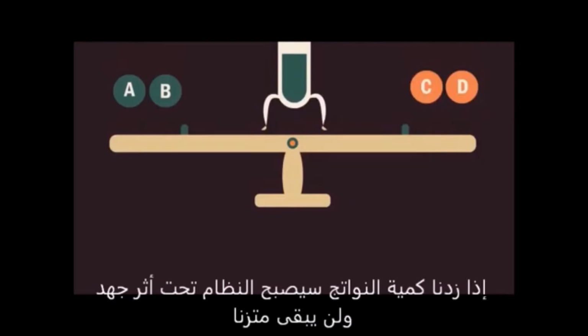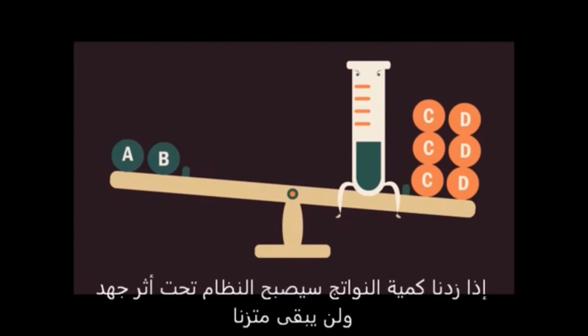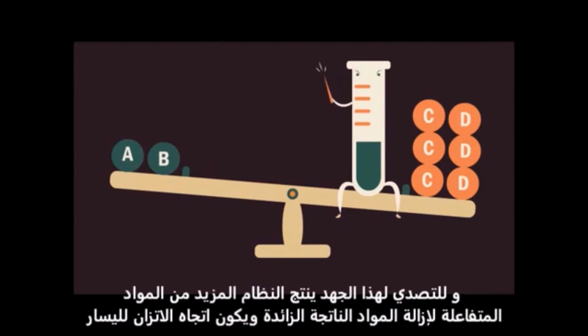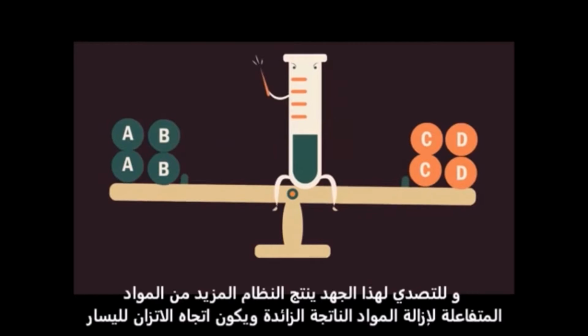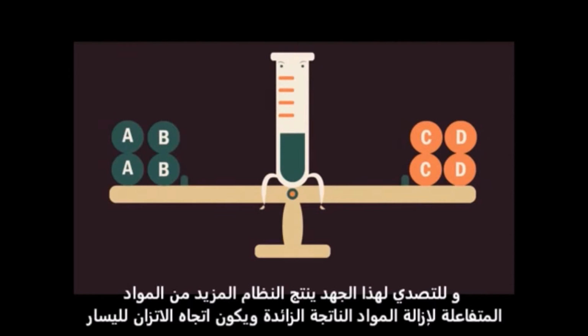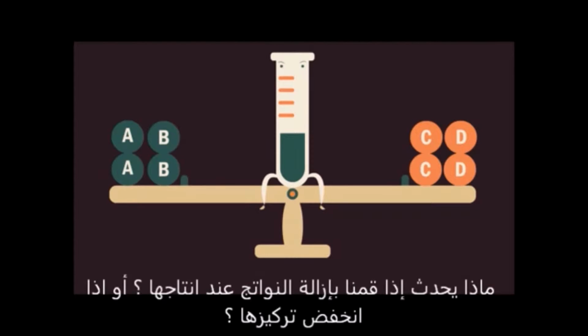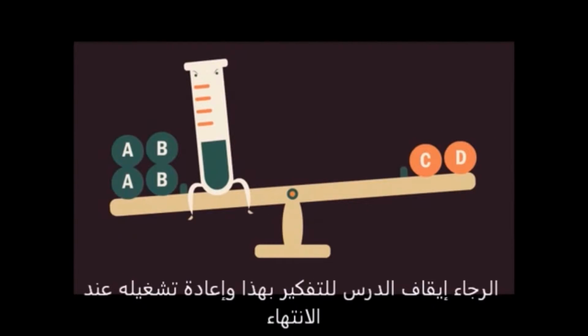If we added more C and D, the system becomes stressed and is also no longer at equilibrium. So to counteract the stress, the system forms more A and B. Therefore, the equilibrium shifts to the left. What happens if we remove C and D as they are being produced, or if the concentration of C and D is decreased? Please pause the lesson to think about this and resume when you are done.